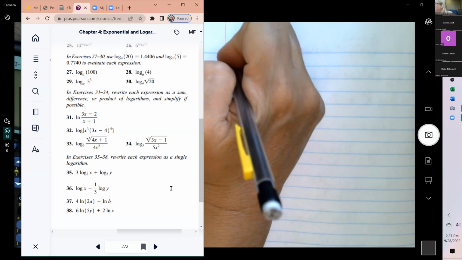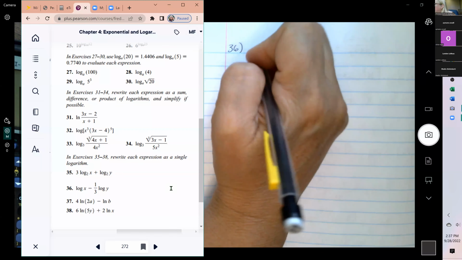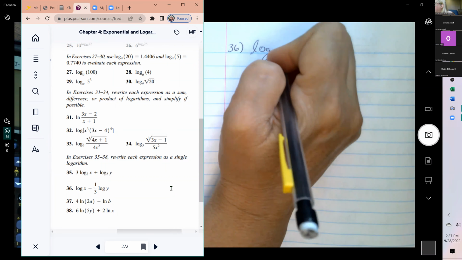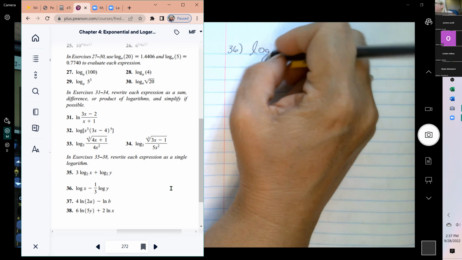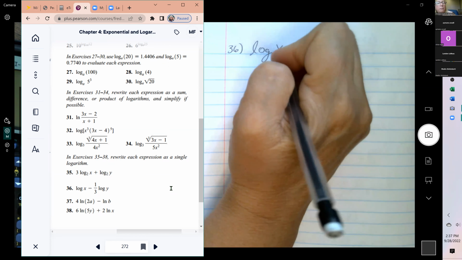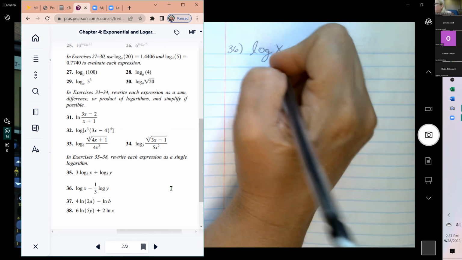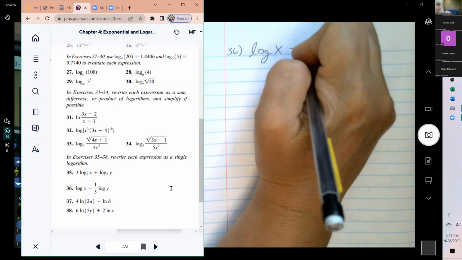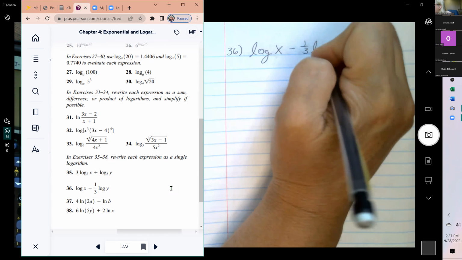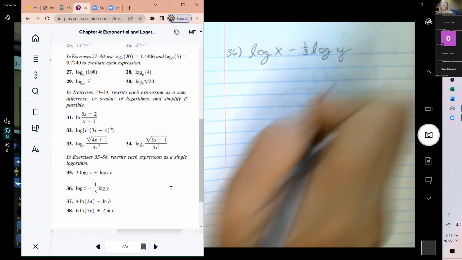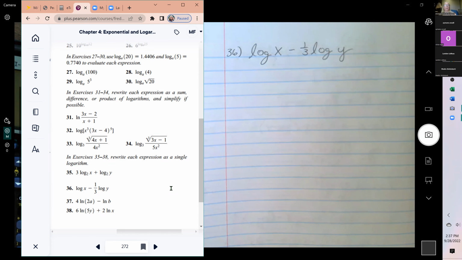36. Log of x, log of x minus 1/3 log y. So go ahead and combine that one.